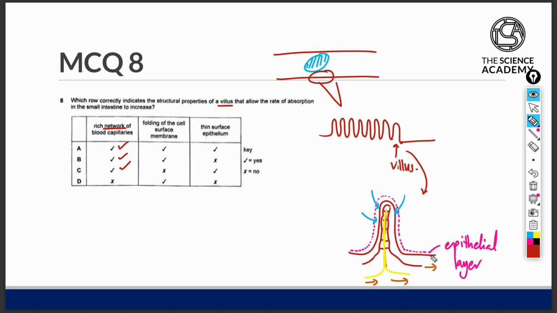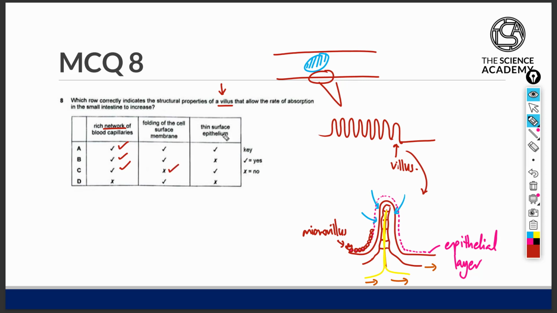The second adaptation is the folding of the cell surface membrane. We see that the epithelial cells are the pink cells drawn that line the surface of the villus. The folding of this membrane is called the microvillus instead of the main villus. Therefore, the folding of the cell surface membrane is not seen as a property of the villus. Rather, it is a property of the microvillus.